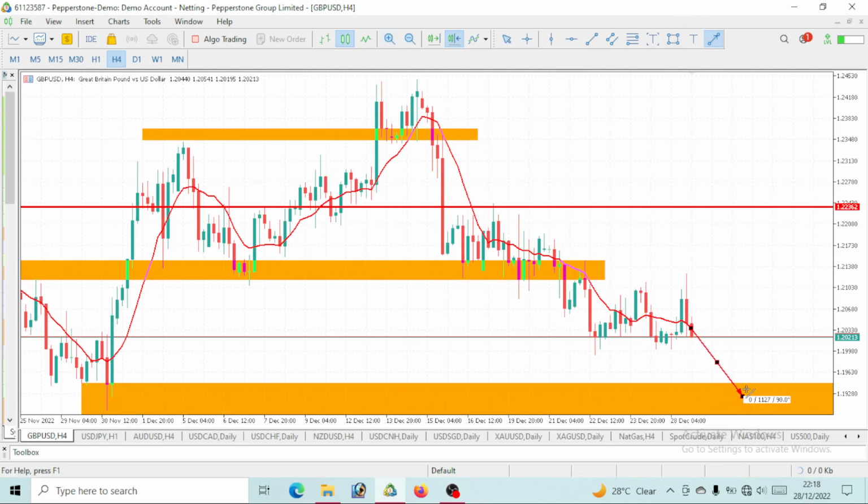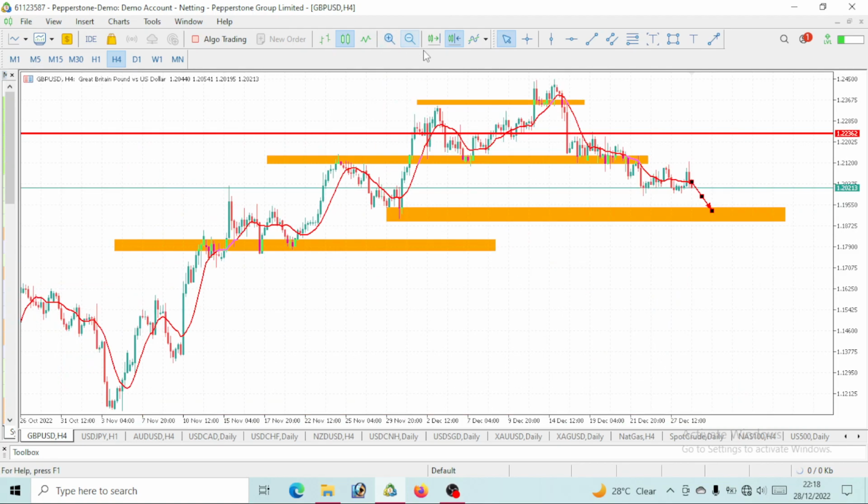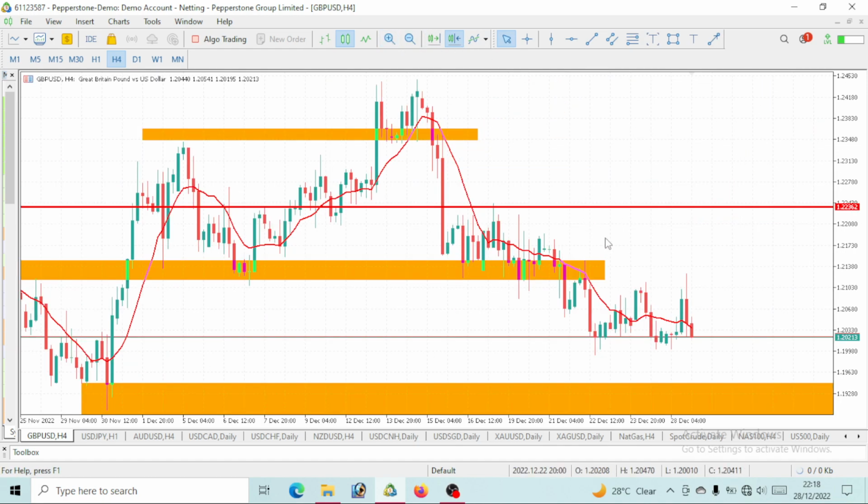So my target is this level, which is 1.19 on this GBP USD. This is what I personally am watching out for. My target is 1.19 before price will start giving me that uptrend move on GBP USD. But we have to apply the rules of trade: what you see and not what you think.